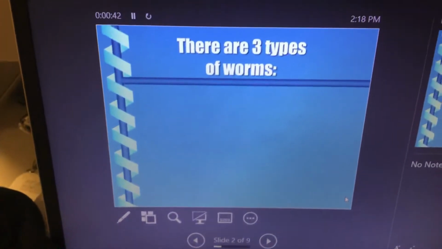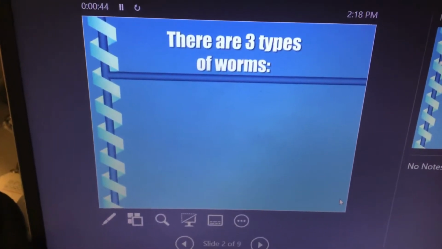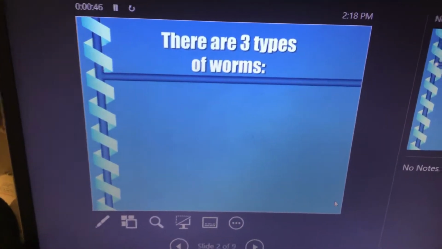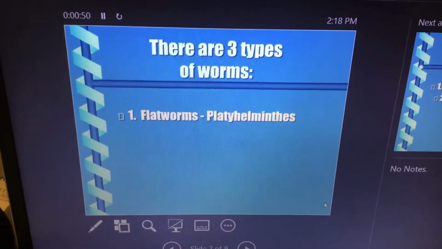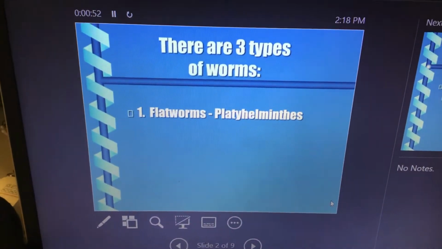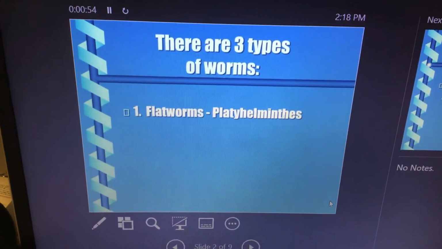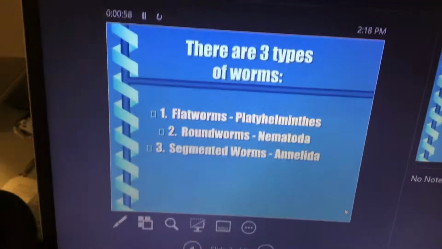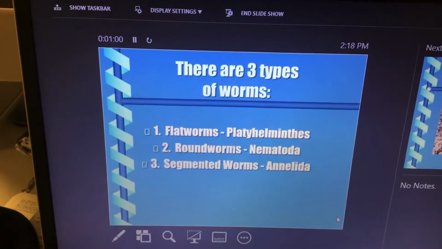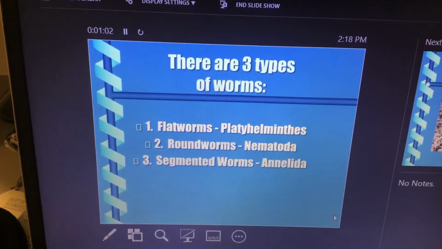3 types of worms. Go ahead and write this down. If I'm going too fast, you can always pause. You don't have to write these yet. But 3 types of worms: flatworms, roundworms, and segmented worms. Okay? So, 3 types of worms.